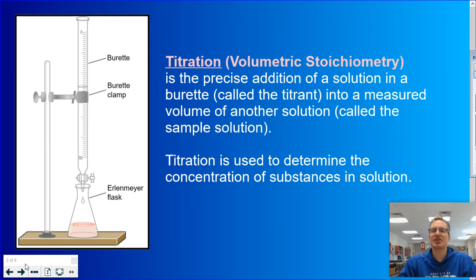Titration is the precise addition of a solution in a burette, called the titrant, into a measured volume of another solution, called the sample solution. Titration is used to determine the concentration of substances in solution.